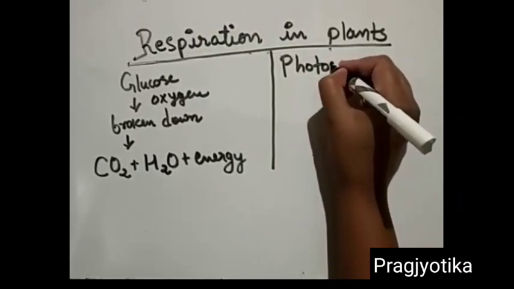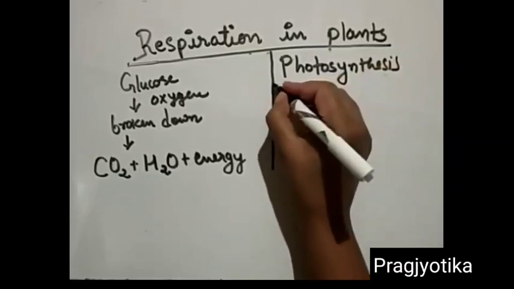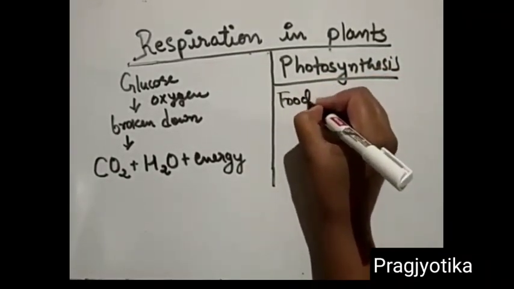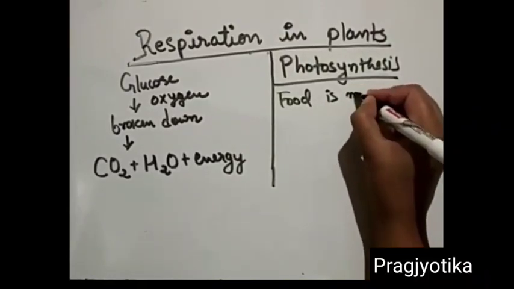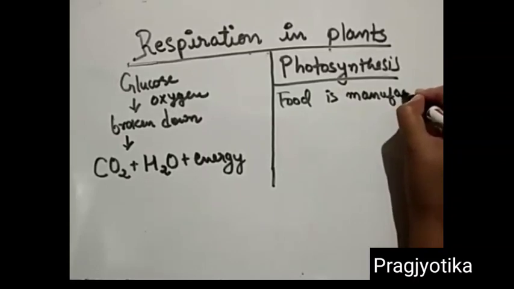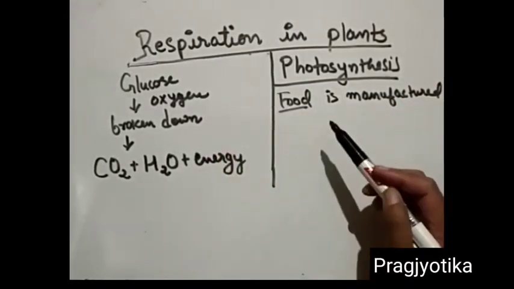Don't get confused between respiration and photosynthesis in plants, because they are totally different from each other. During photosynthesis, food is manufactured. Food is manufactured means food is prepared. This food means glucose.